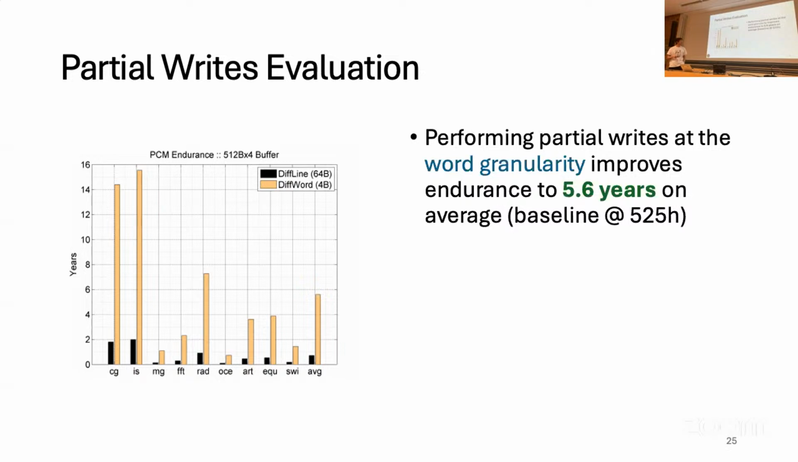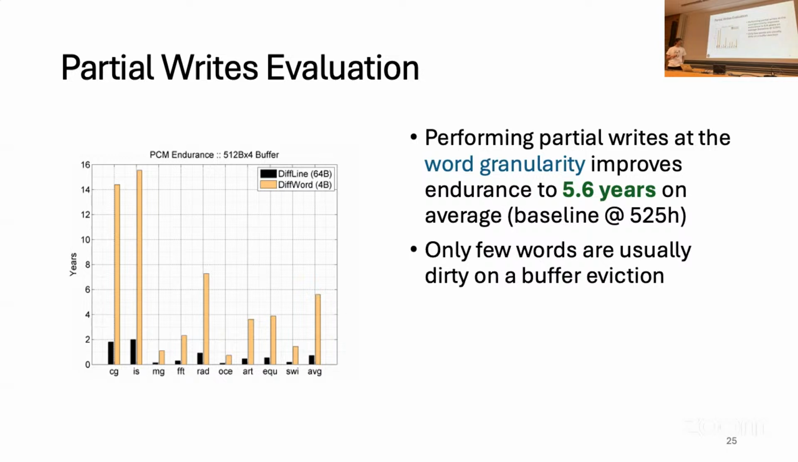And we can see that performing it at the word granularity improves endurance to 5.6 years on average here. And if you remember, the baseline was 525 hours. So we improved quite a lot, which tells us that only a few words are usually dirty on a buffer eviction.